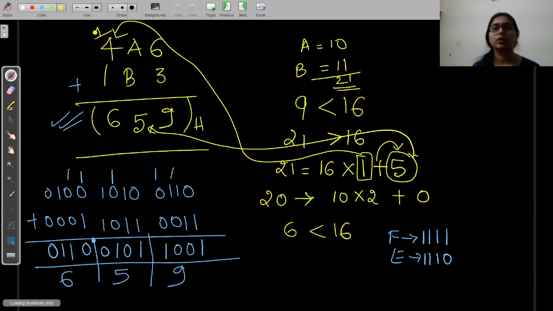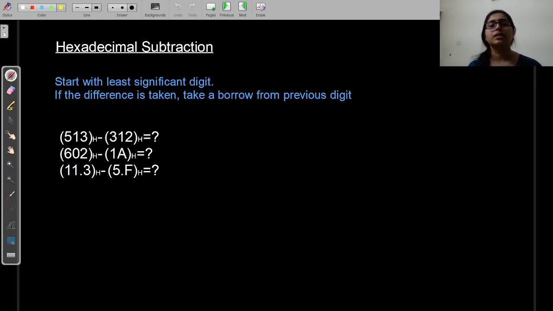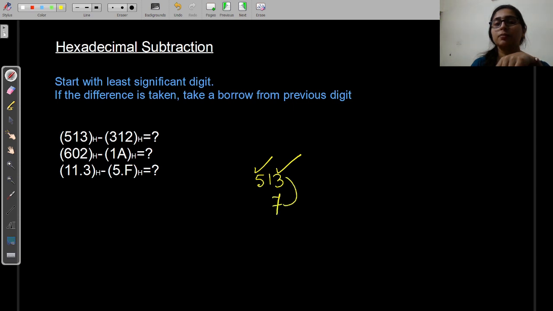Okay, so next we will go to the hexadecimal subtraction. So they have told you start with the least significant digit. Least significant digit is, if you have 5 and 3, this is your LSB, this is your MSB. So you have to start with the least significant digit, and if you are not able to subtract, suppose if this is greater than this one, so in that case you have to take the borrow. That is from the previous digit.